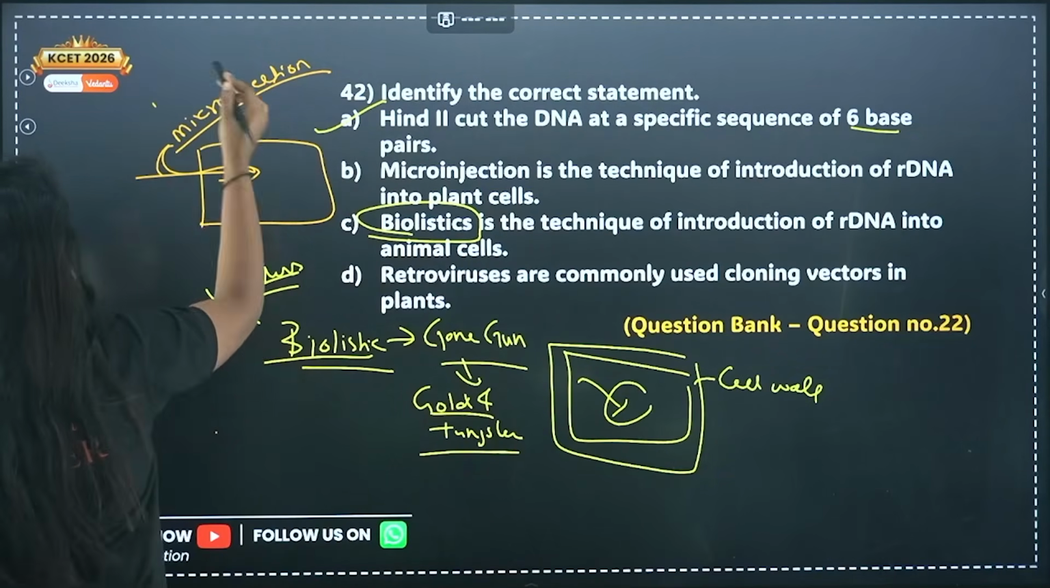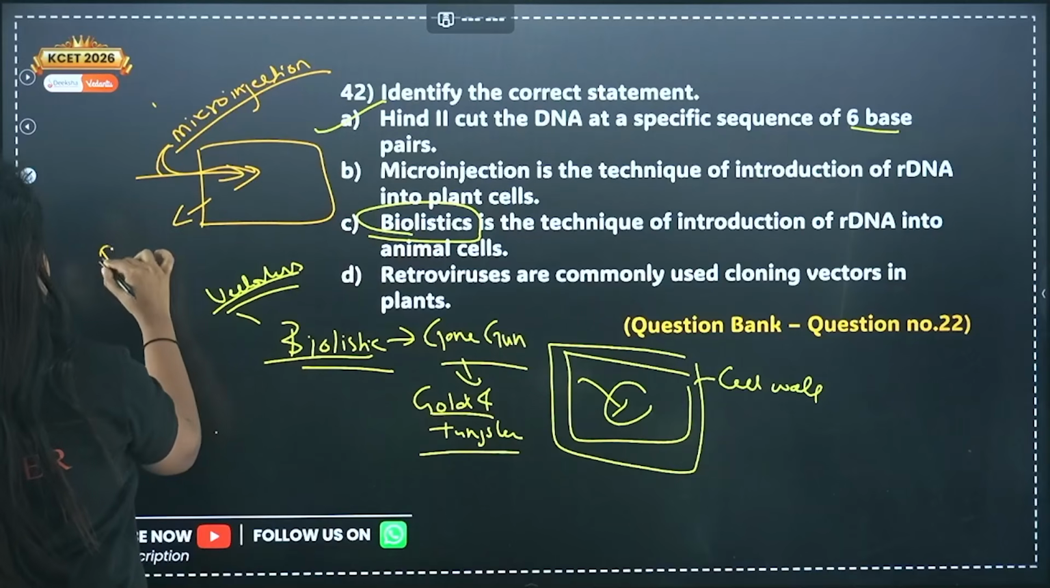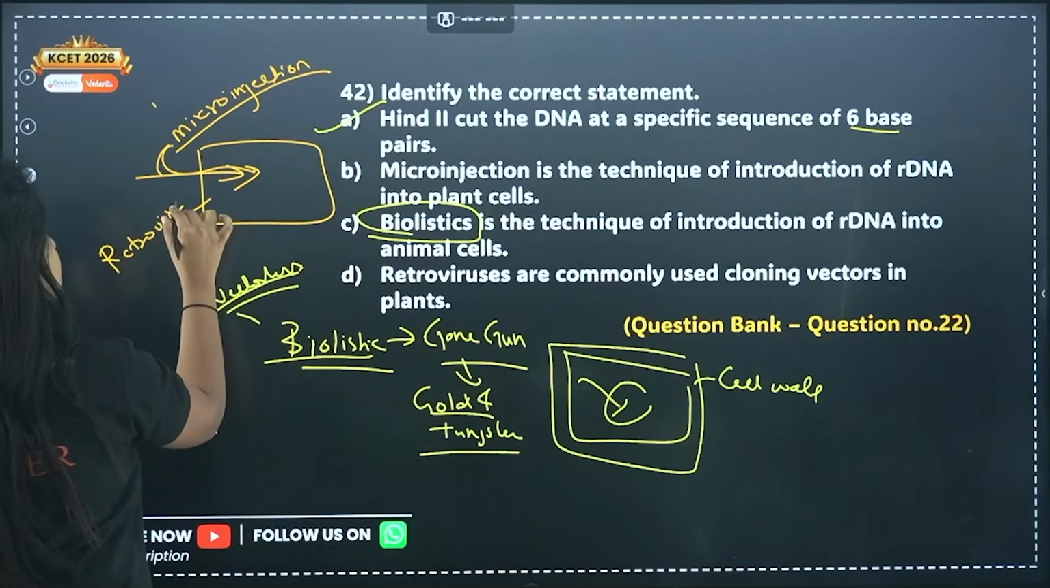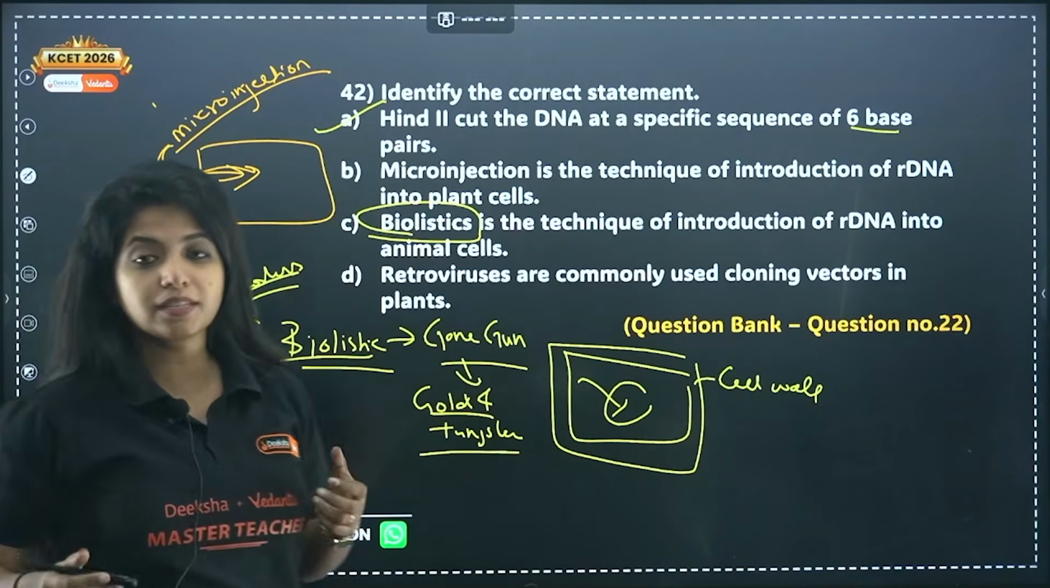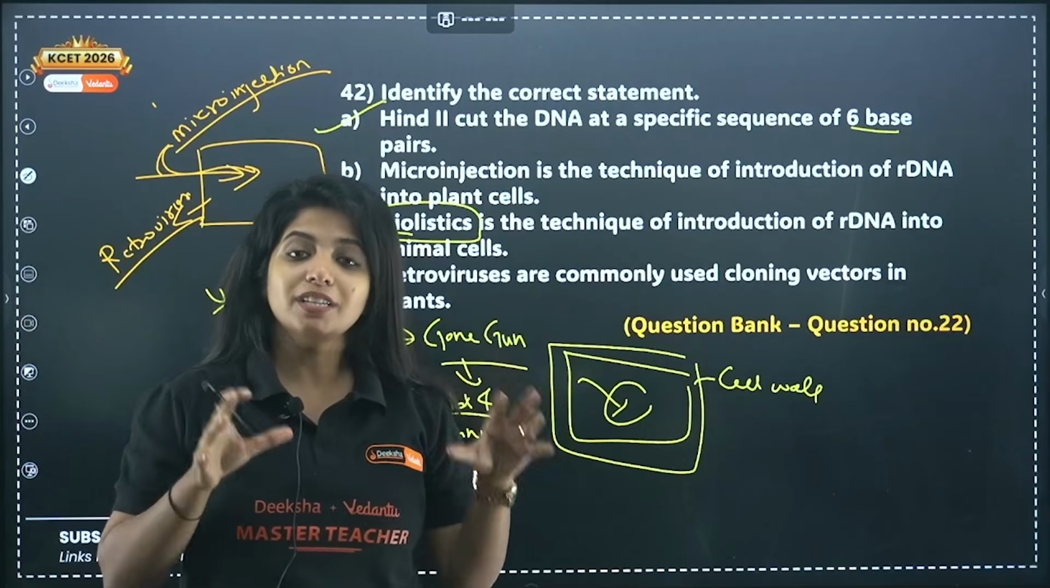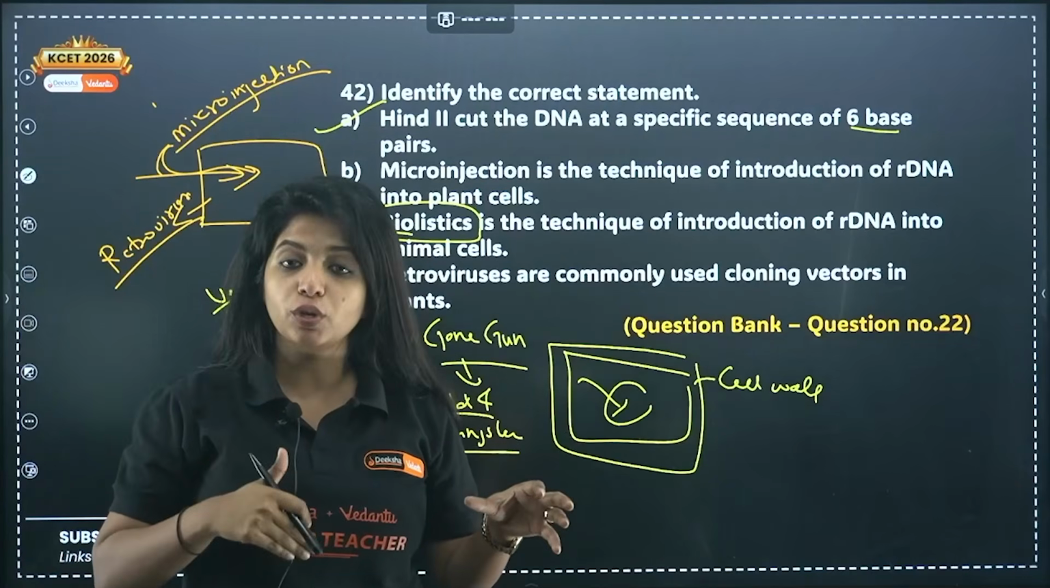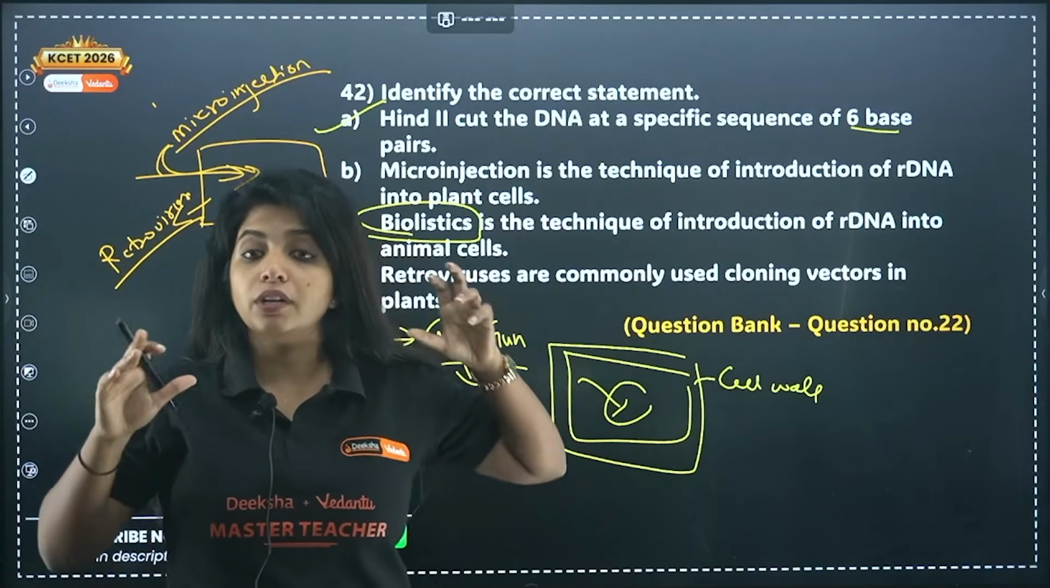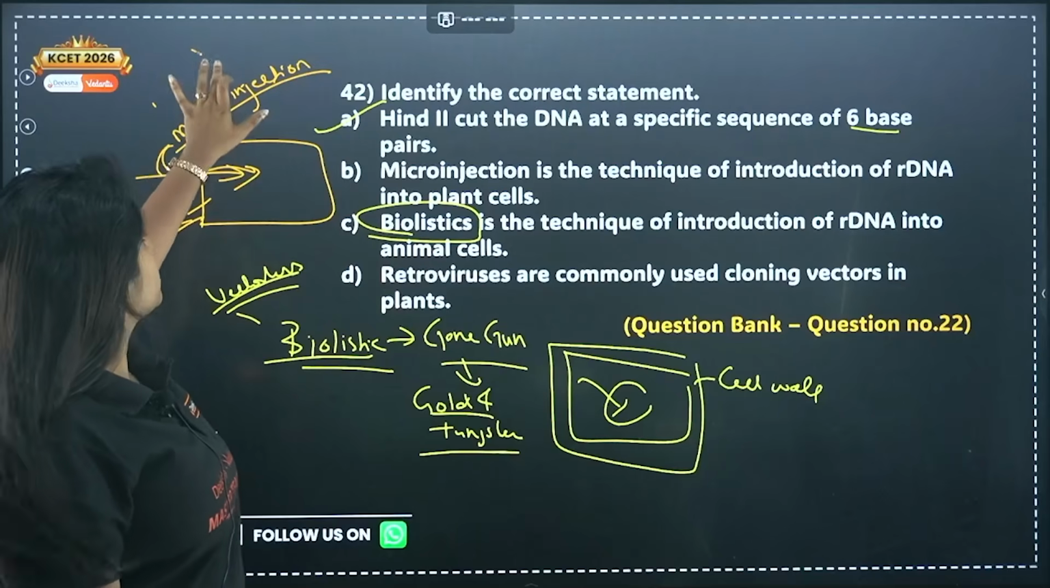Okay, so basically the vector using method is retrovirus. We can use disarmed, not disarmed means they are not going to cause any trouble to us. So disarmed retroviruses can be actually used as a vector. Now if at all you want a vectorless method, then there is micro-injection.